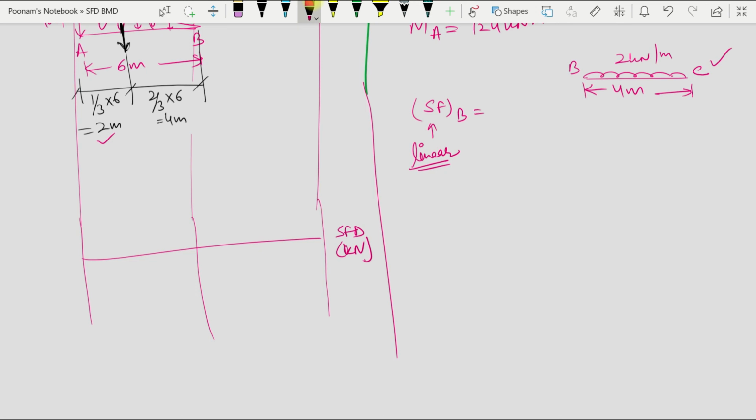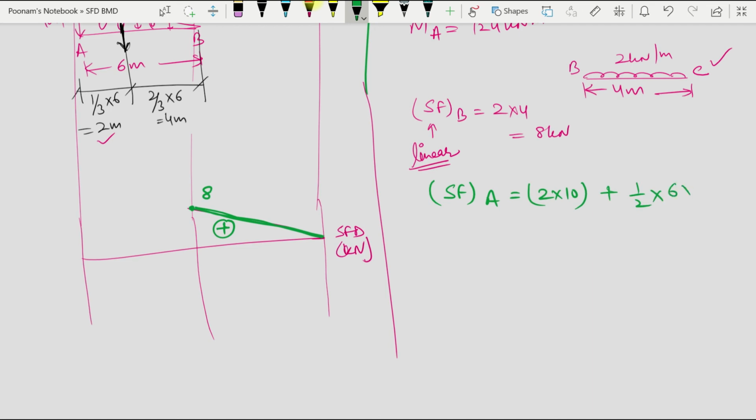So shear force at point B will be equal to the total load. So it will be 2 into 4, that means 8 kilonewton, and it will be positive. I can draw it like this. So it will be linear for the span, and this value is 8. Shear force at point A will be equal to the total load, and the total load will be 2 into 10 plus 1 by 2 into 6 into 4. Total triangular load, total UDL, it is equal to 32 kilonewton.